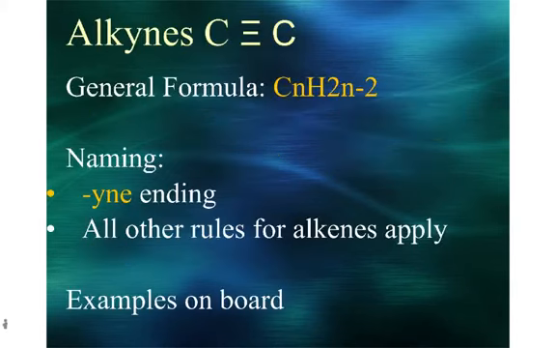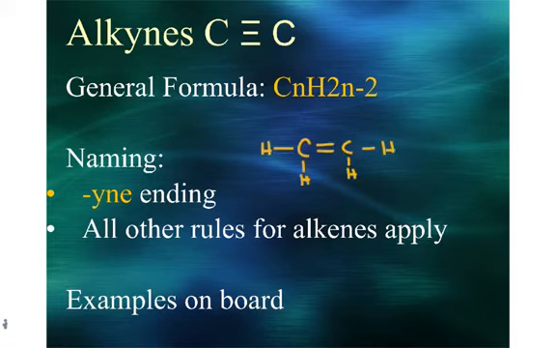Let's have a look at alkynes. And alkynes are a triple bond. And similarly, when we talk about the general formula, the general formula for alkenes was CnH2n straight. Now for alkynes, it's CnH2n minus 2. Let's have a look at why that would be.